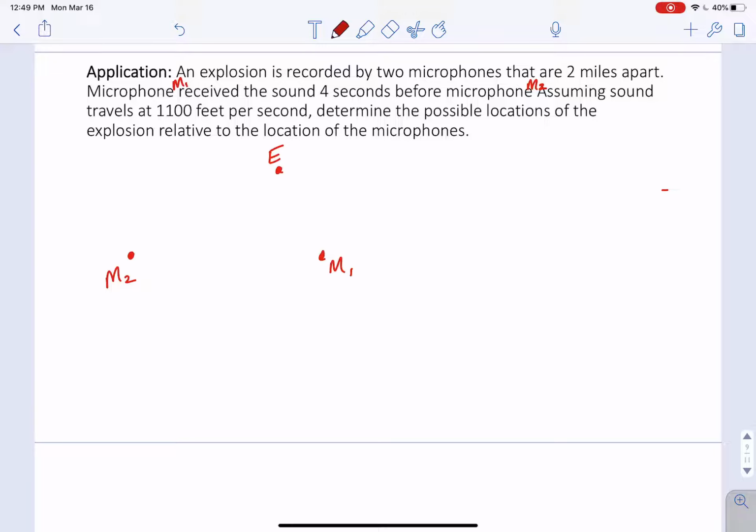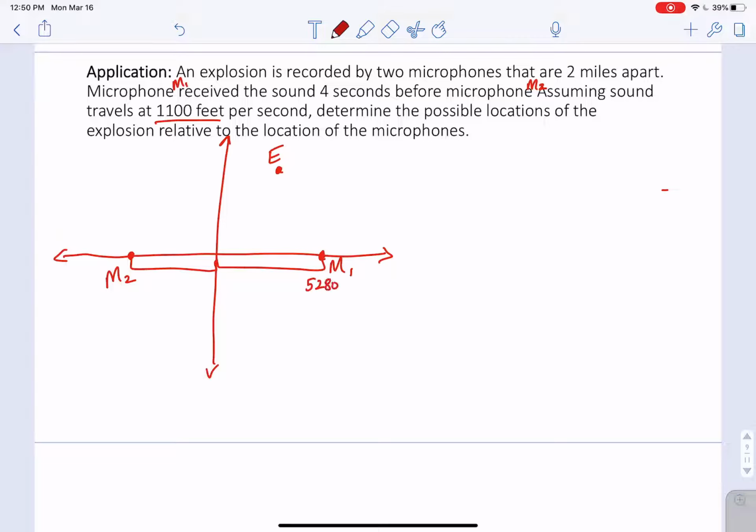So when we draw this, we want to put it on a coordinate system to write equations for it. And when we're writing equations, we want to minimize how much complexity we have. So we're going to center this at the origin, which means the microphones are on the x-axis, and the y-axis is exactly in the center. The distance here needs to be 1 mile, and this needs to be the second mile. Since I have the speed in 1100 feet, I'm going to change this to feet as well. So this is 5,280 feet, and this is negative 5,280.